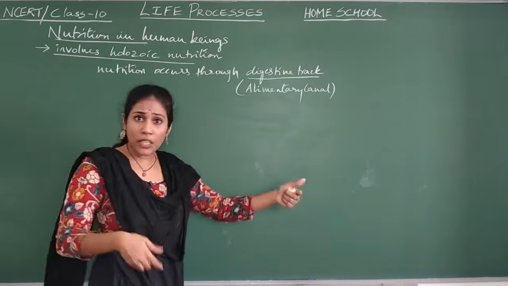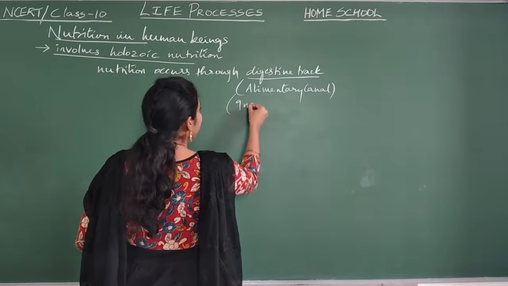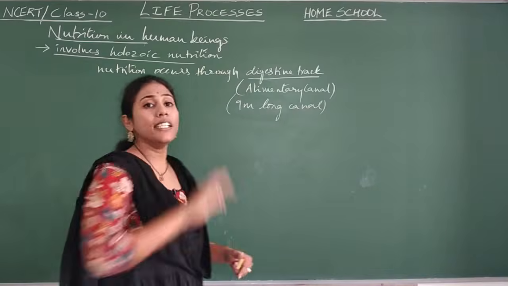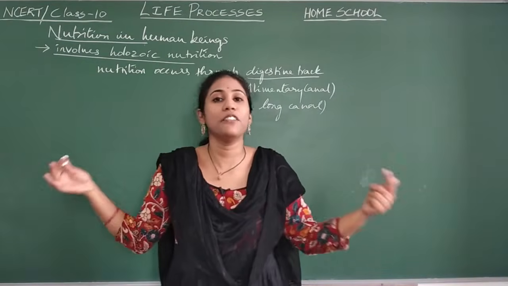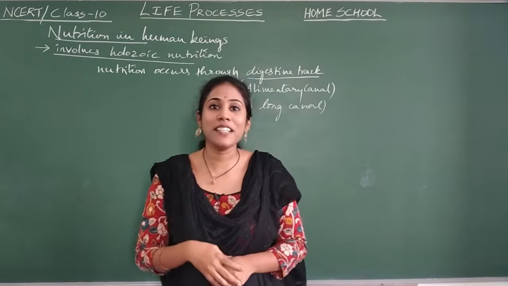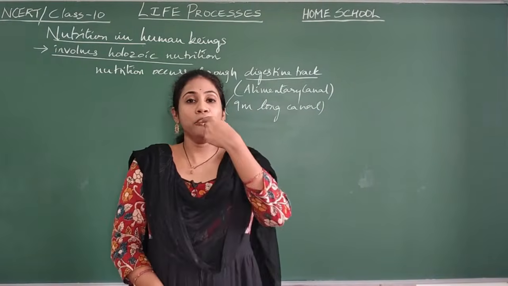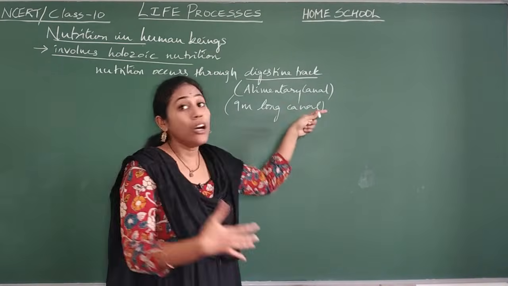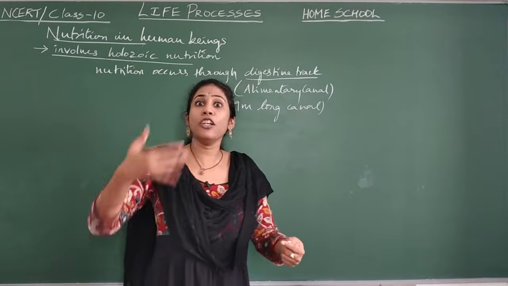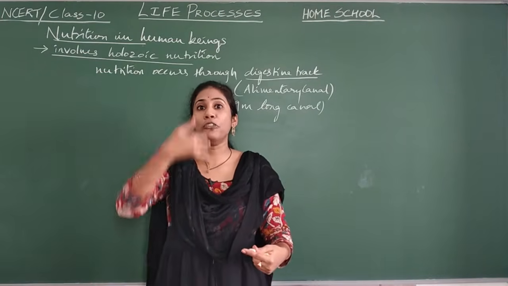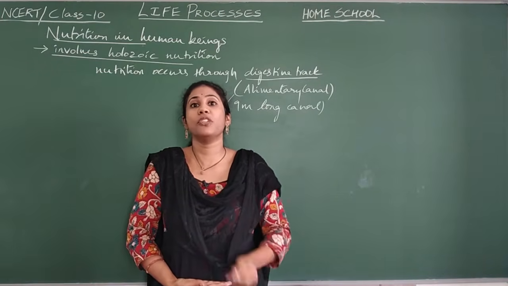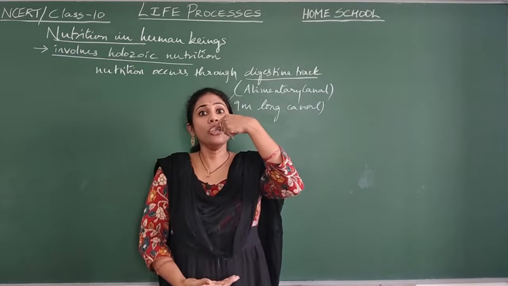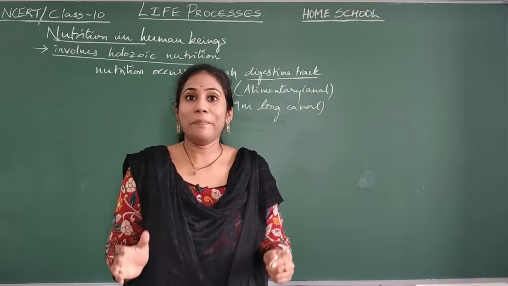Do you know how long it is? It is a 9 meter long canal. 9 meter long track we have inside, you can just imagine. 1 meter is how many centimeters? 100 centimeters. From mouth to abdomen, we have a 9-meter long passage. Abdomen is just below the stomach. Got it? So in that 9-meter long track, the digestion is taking place.